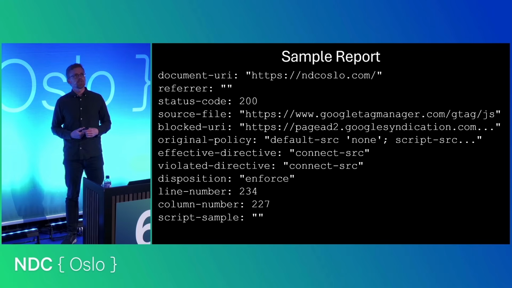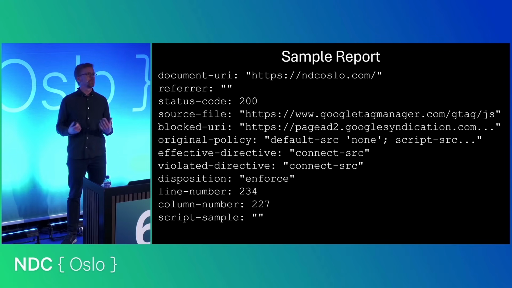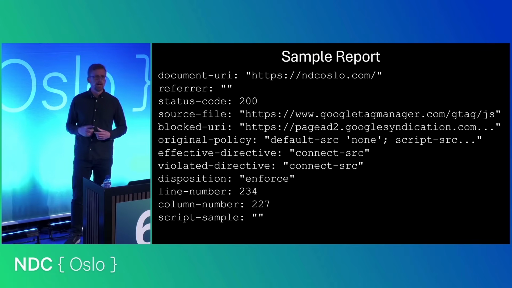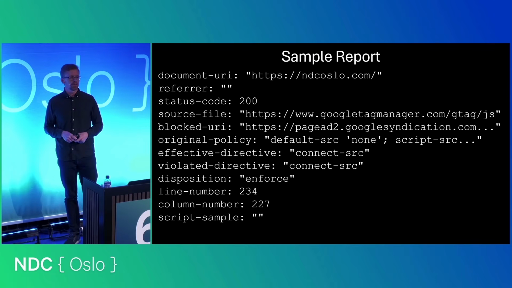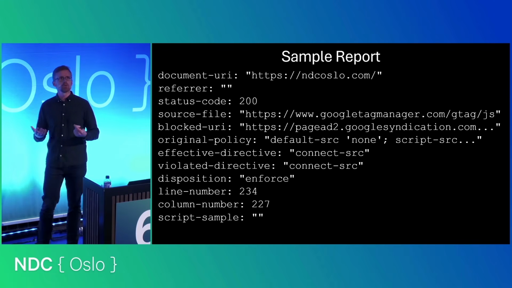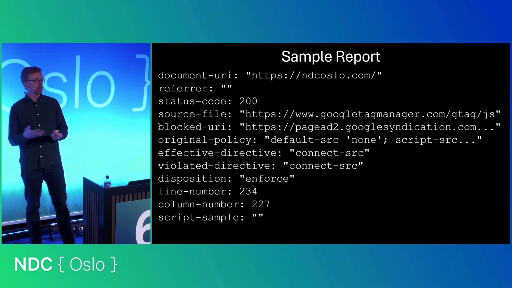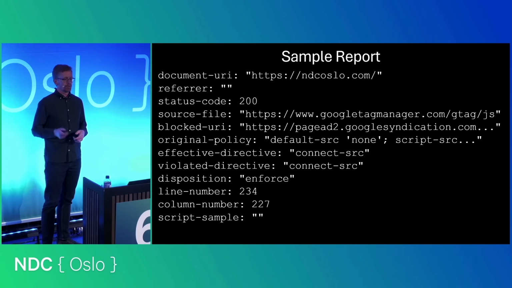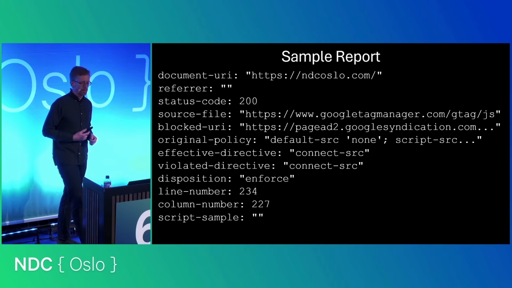When there is a violation, you'll get a report to send to the reporting endpoint. And this is the information that will be in it. It will have the document URI. Where did the user go? Maybe before all the eventual redirects that could have happened. It will list the referrer and the status code. This could be useful when you try to understand the report.